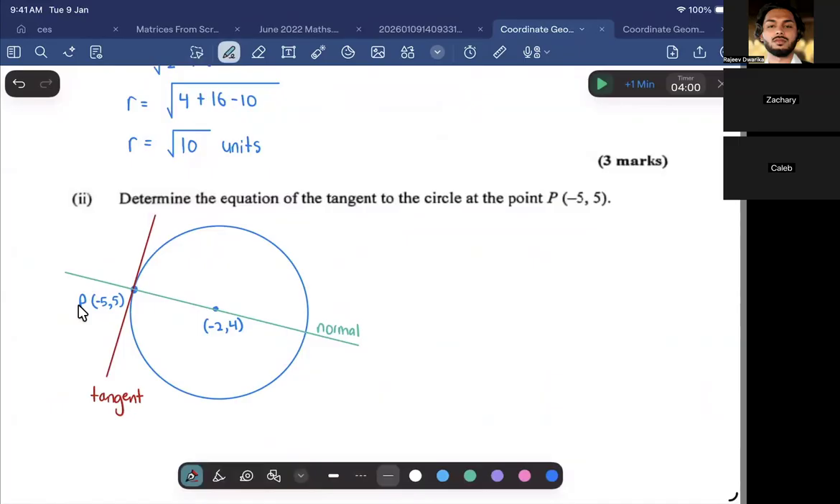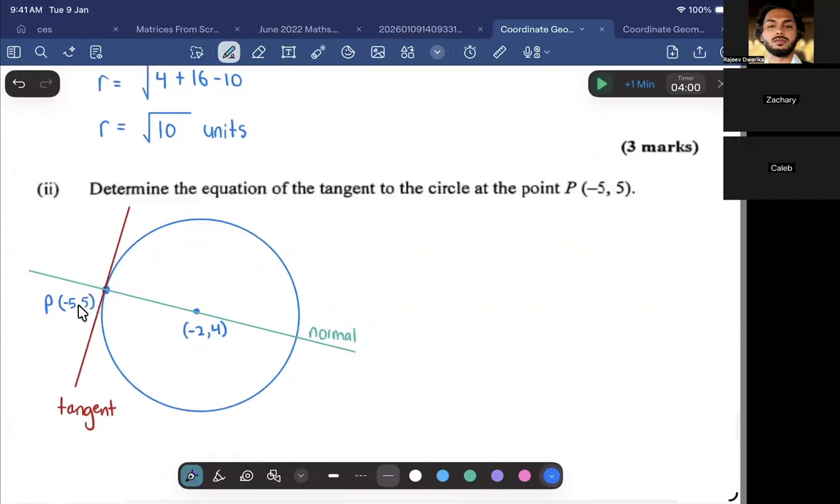What do I have to do next? Find the gradient of the normal. To find the gradient of the normal, you could call this one x1, y1, and this one x2, y2. Write the formula: y2 minus y1, all over x2 minus x1.